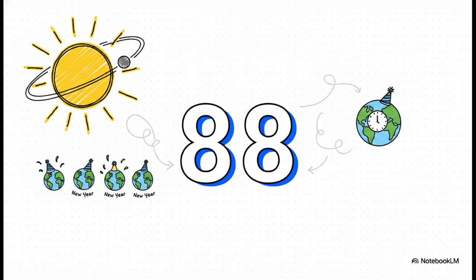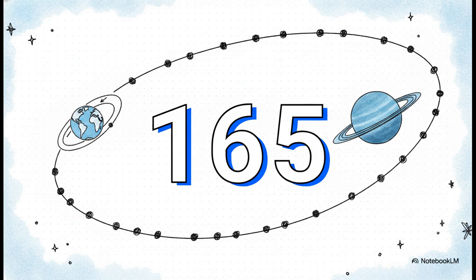Now, what about 88? Remember the third law we just talked about? Because the planet Mercury is tucked up so incredibly close to the sun, it zips through its entire year in just 88 Earth days. Literally, by the time Earth celebrates one new year, Mercury has already celebrated 4. But then contrast that with 165. Neptune is so far out on the frigid edge of the solar system that a single orbit, just one Neptunian year, takes a massive 165 Earth years to complete.